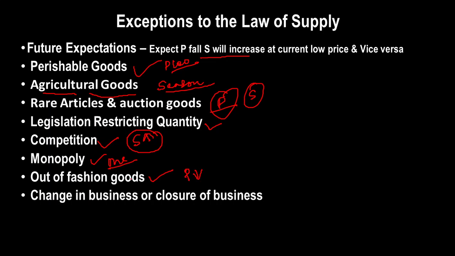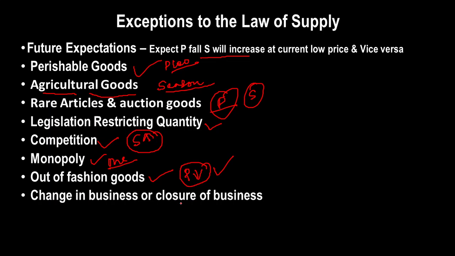In case of out of fashion goods, the seller wants to clear off even at the low price. They want to finish their stock by supplying more, or products like clothes that have gone out of fashion, they want to get rid of even at a low price. So here also the law of supply doesn't operate.